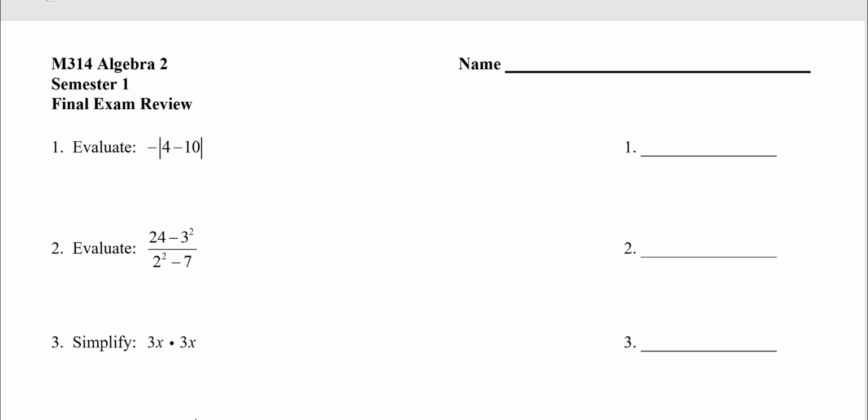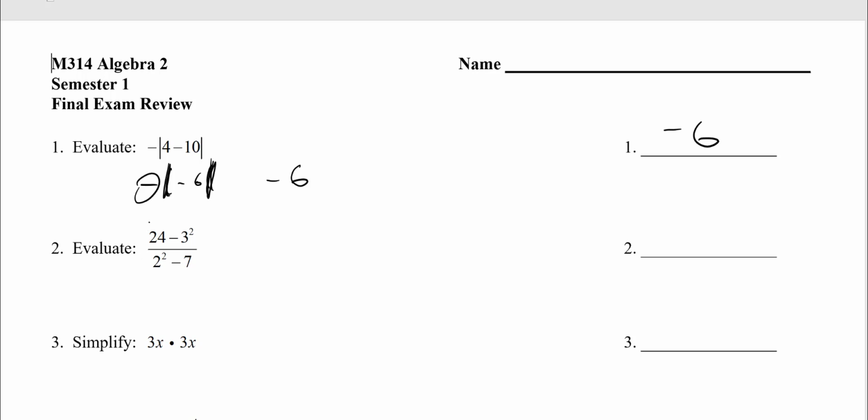every type of problem. The first problem: you have to do everything inside that absolute value first. So 4 minus 10 is negative 6, and then it's the absolute value of negative 6. You're still doing the absolute value, keep the negative on the outside. So the absolute value of negative 6 is 6, but you still have the negative on the outside. That's why the answer is negative 6.